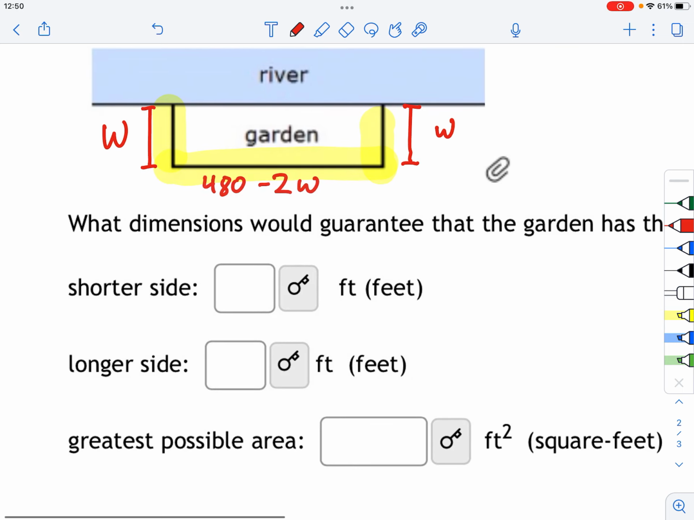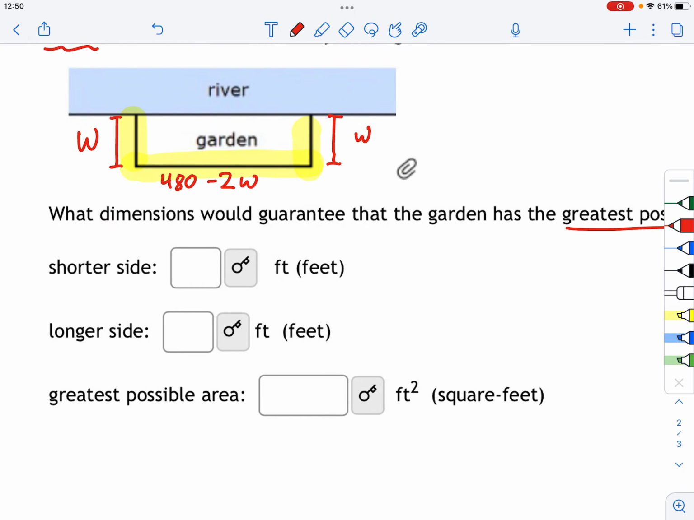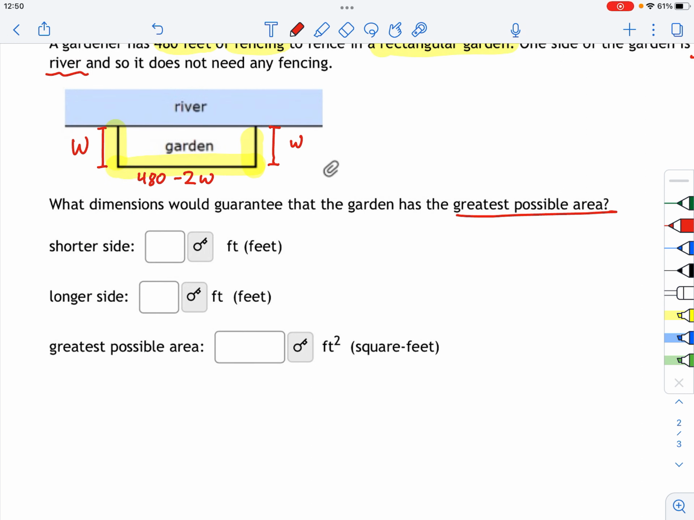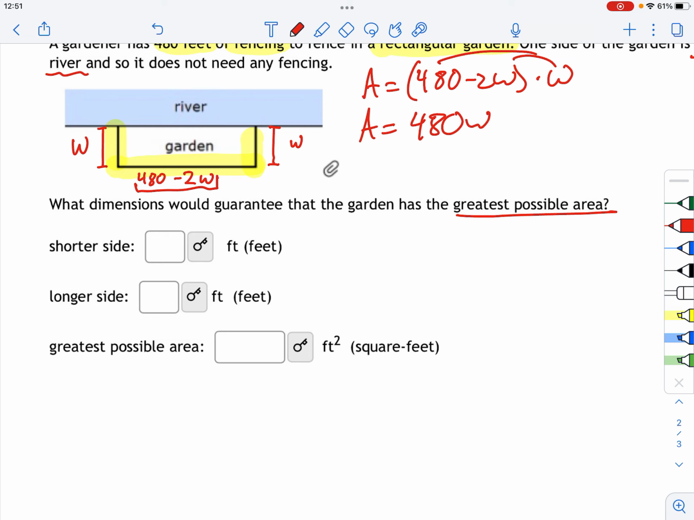Now, we want to find the area. Well, how do I find the area if I don't know the widths and the lengths? That's the whole idea: we don't know them, but we can still use algebra. Algebra says area is length times width. So the length is this one right here, 480 minus 2W. That's our expression. Put in parentheses, that's our length times the width. And if we distribute this out, we get the area is 480W minus 2W squared.